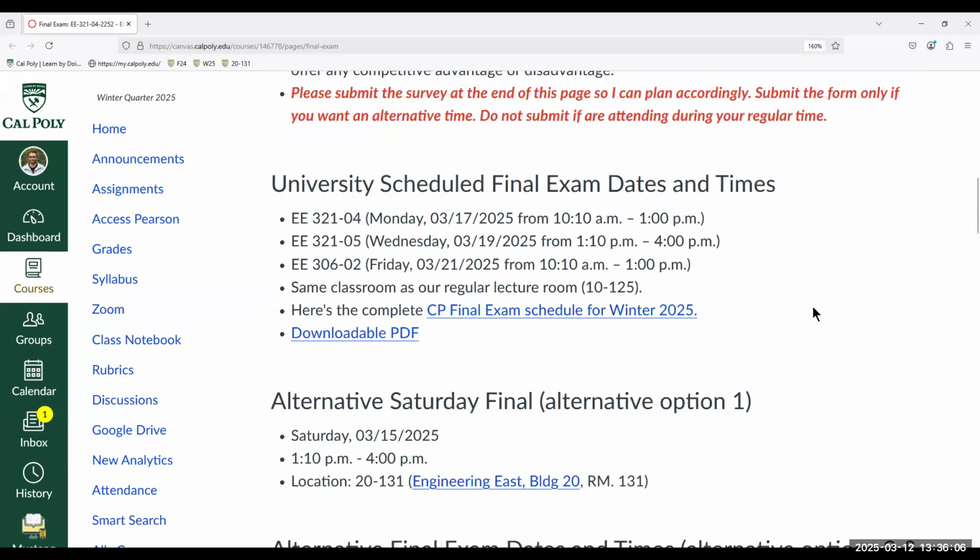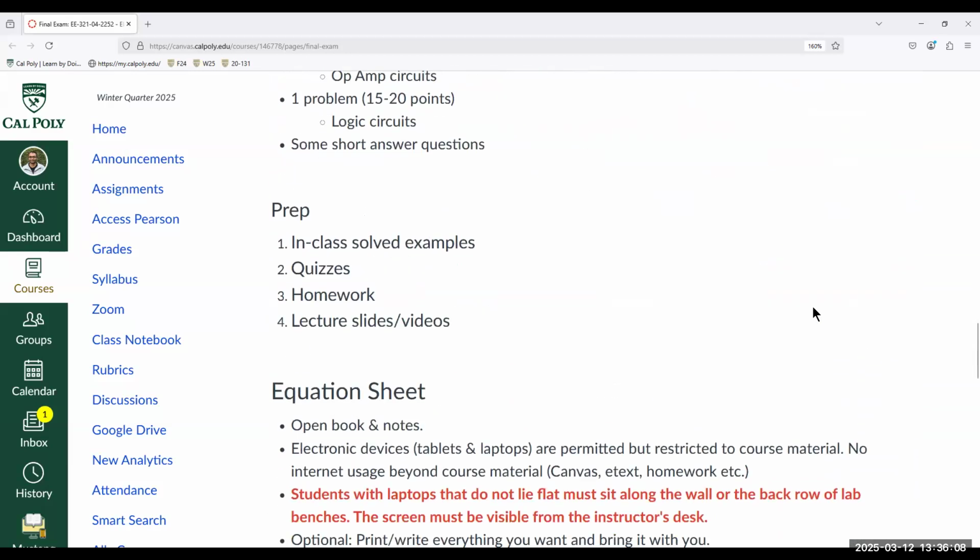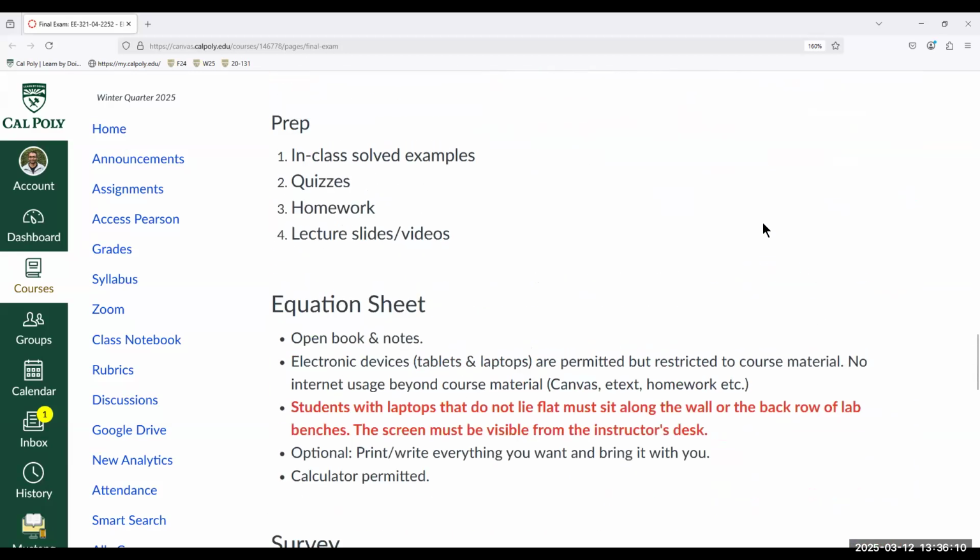Final exams are all open book, open notes. You can bring your electronic devices, tablets, laptops, but they're restricted to course material. Internet access for course material is fine, but not for anything else. Meaning you can look up the class notebook, and the Mastering Engineering website for homework and homework solutions, quizzes, slides, all of that is fine, but not going online.